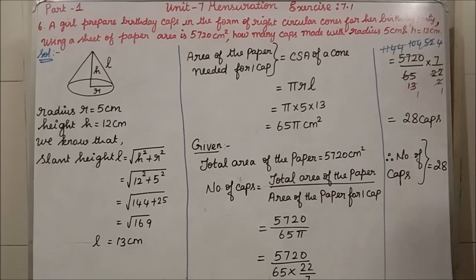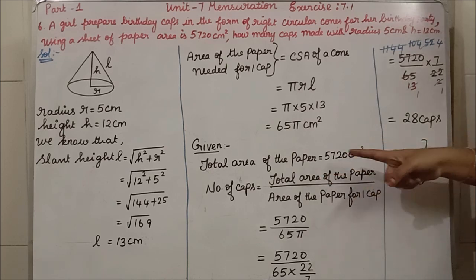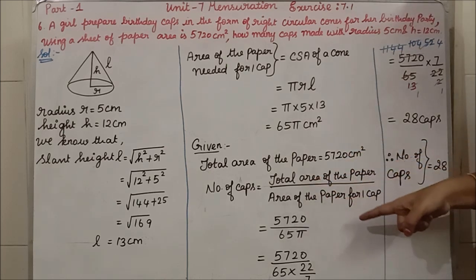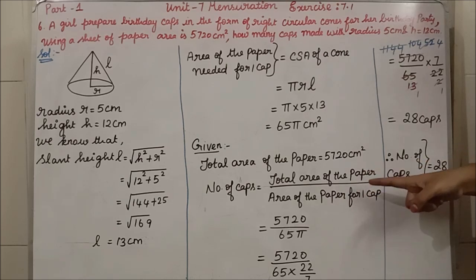Clear all of you? I will give you an example. You are having 10 chocolates. You have to give them to 5 students, so how will you divide? You will divide 10 by 5. Each student you will be giving 2 chocolates. The same concept applies here also. So the total area of the paper is 5720 divided by the area of the paper for one cap.